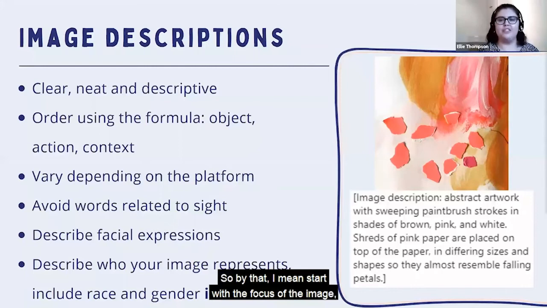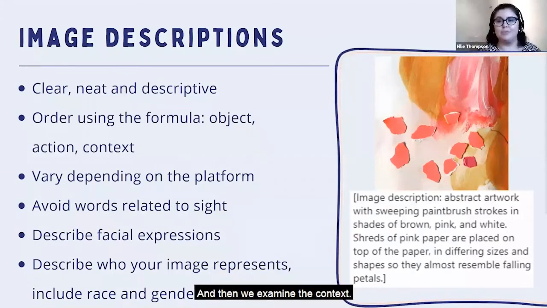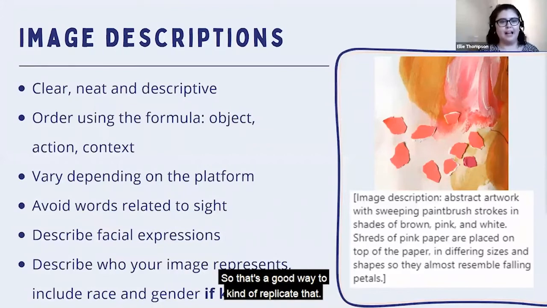So by that I mean start with the focus of the image, the object, describe that first, then describe the action, so what is happening in the image, and then move on to the context, the surrounding environment. And then really what that does is it mirrors the way that those of us who are sighted look at an image. We see the most important thing first, the object. We then look at how it's interacting with its surroundings, and then we examine the context. So that's a good way to replicate that.